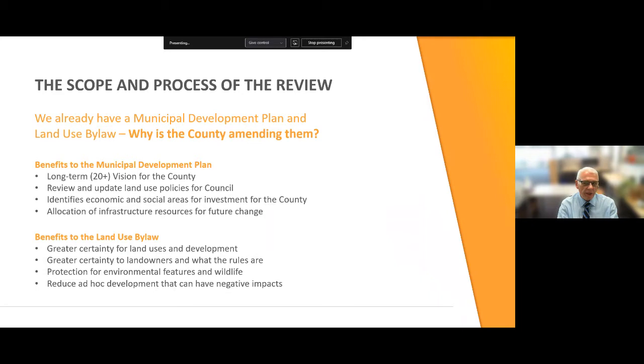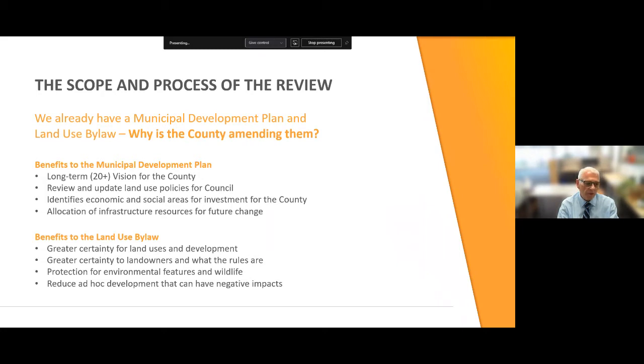So some of you may know that the county already has a municipal development plan and a land use bylaw. So the question becomes, so why are we amending them? Why are we amending them now? So some of the benefits to updating your municipal development plan is that because a municipal development plan is a living document, it's important to update your vision of where you want the municipality to be over the next 20 years or so. And so that's really one of the first things that we want to do as far as the municipal development plan is concerned.